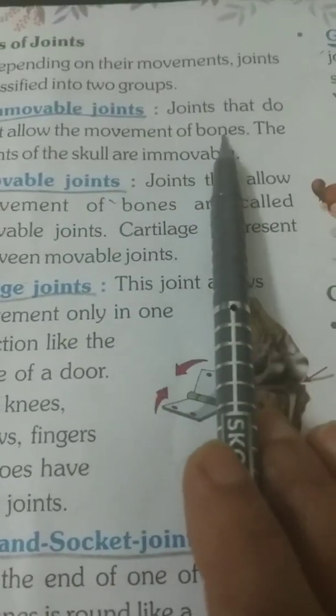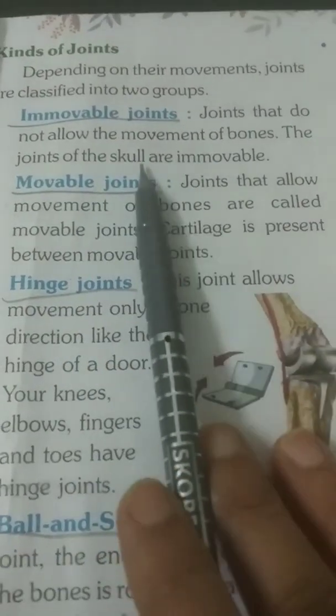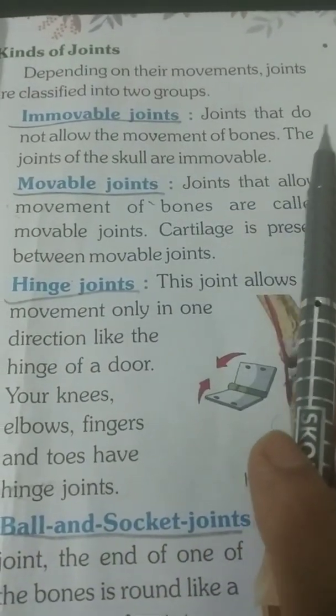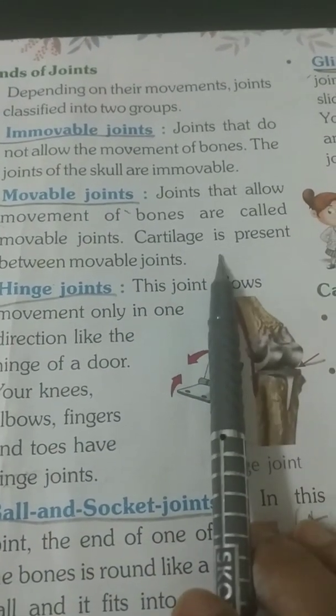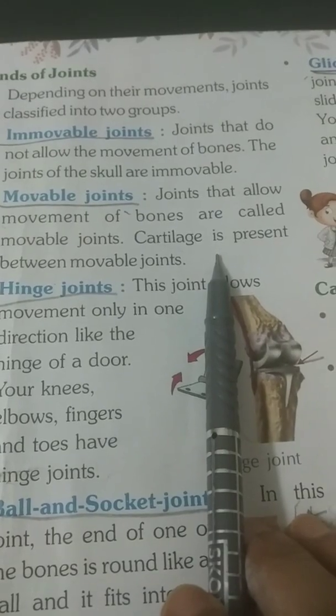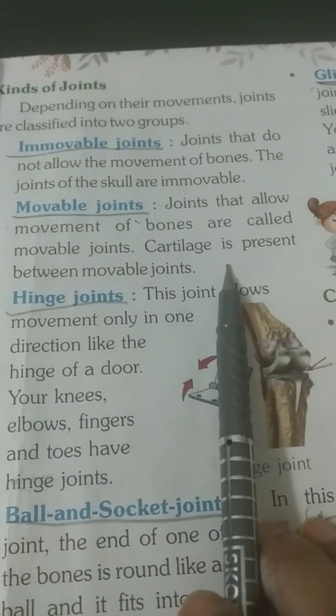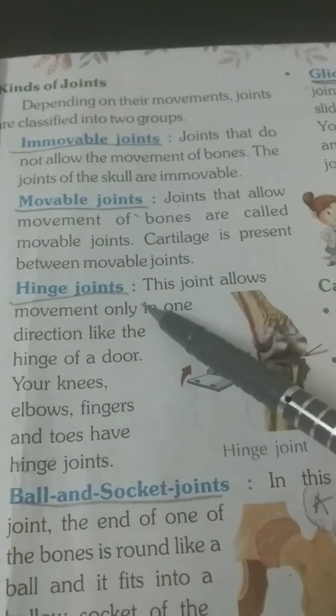Immovable joints are joints that do not allow the movement of the bones, and the joints of the skull are immovable. Movable joints are joints that allow movement of bones. Cartilage is present.